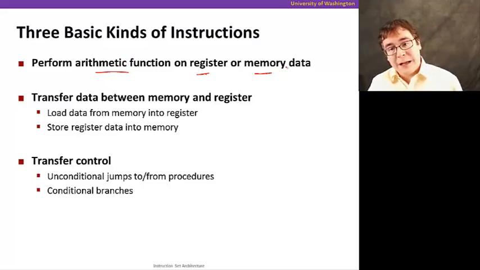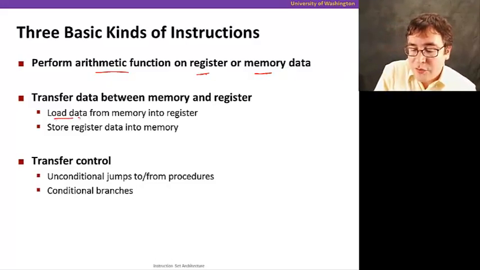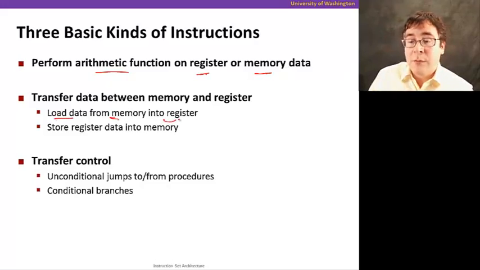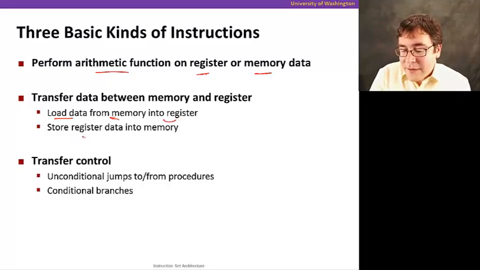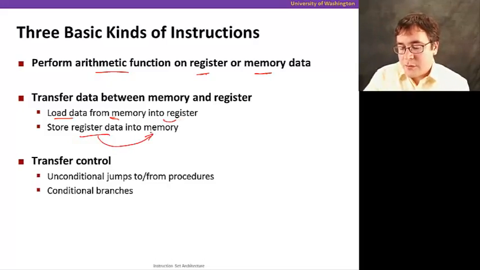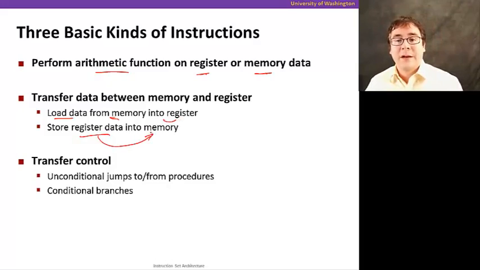The other type of instructions are instructions that move data between memory and the registers. You could load data from memory into a register. There are also instructions that get data from a register and store it into memory. That's the second category: data transfer between memory and registers.